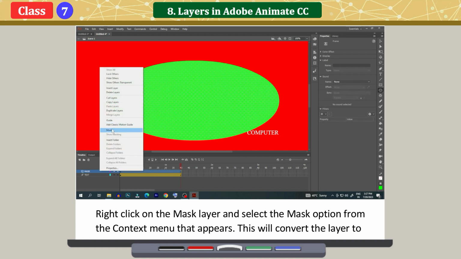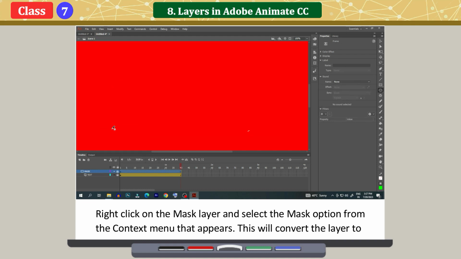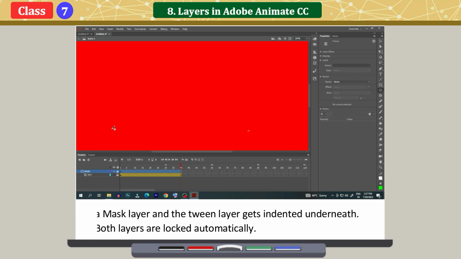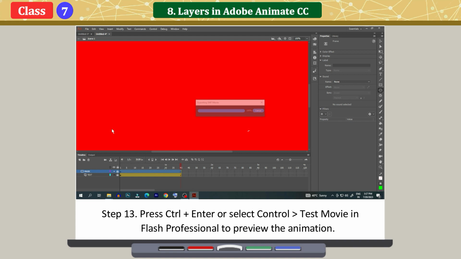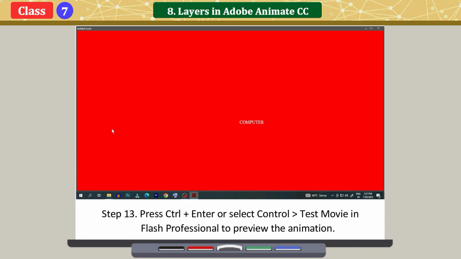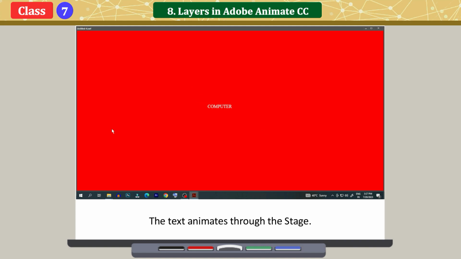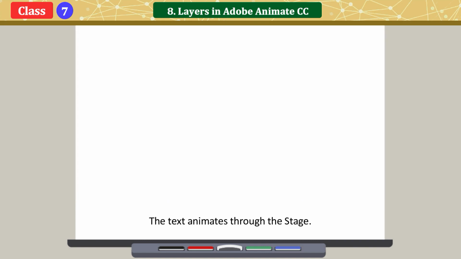Right-click on the mask layer and select the Mask option from the context menu that appears. This will convert the layer to a mask layer and the tween layer gets indented underneath. Both layers are locked automatically. Press Ctrl plus Enter or select Control, Test Movie in Flash Professional to preview the animation. The text animates through the stage.